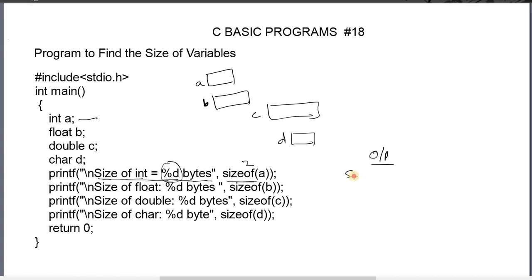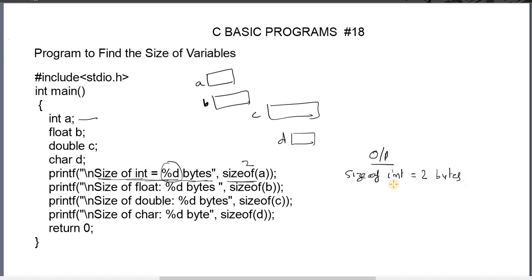The first line of output: printf will print "size of int equal to", which is written here, and in place of this, the result of this operator, we will get 2 and bytes. Again "bytes" will be printed the same.